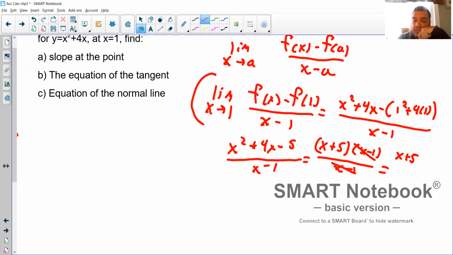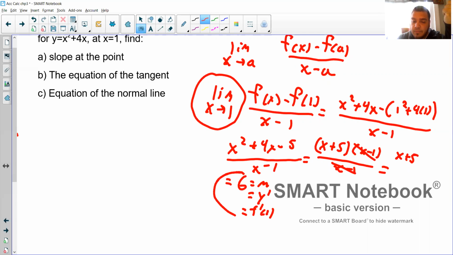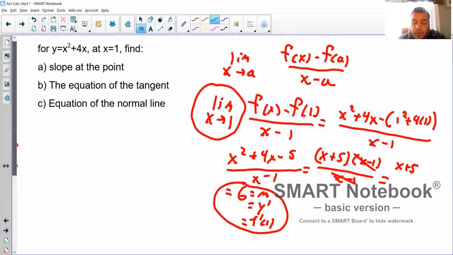Remember, the limit is x approaching 1. At this moment, we don't have an issue plugging it in. So we end up finding the slope at this point being 6. You could call it the m. You could call it the y prime. You could call it the f prime at 1. All these names are valid. I'm going to use m in this case because it's going to be significant for parts B and C here. So we just did this, happens to be 6.